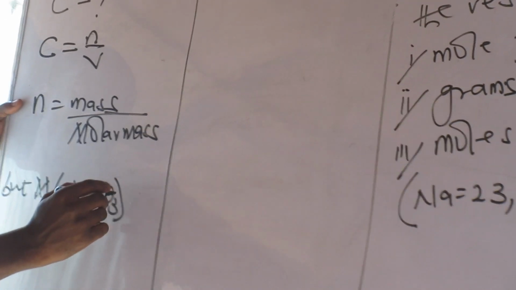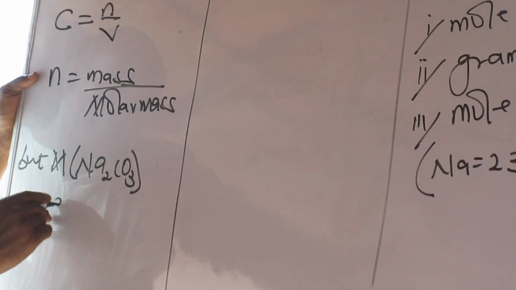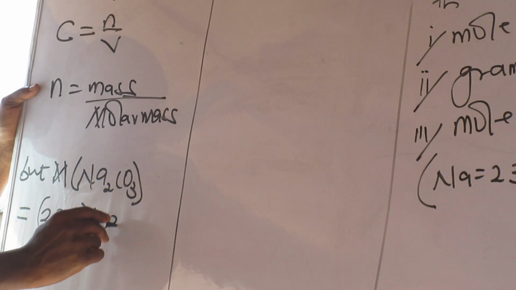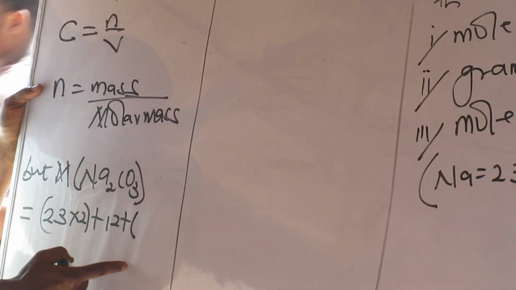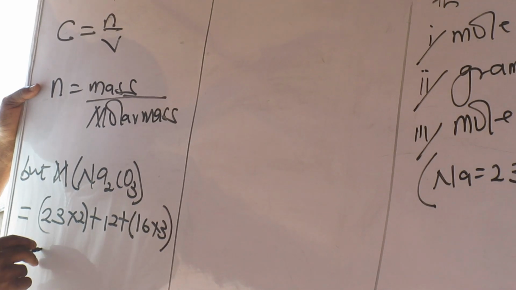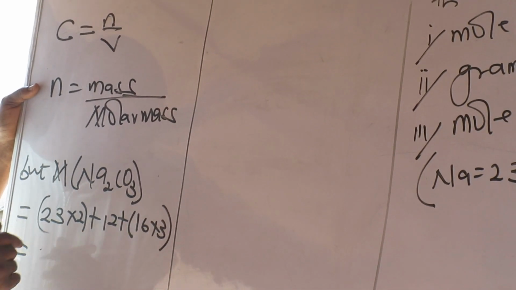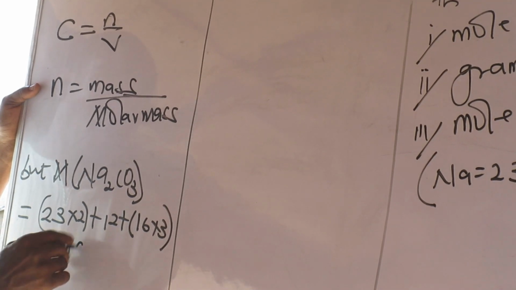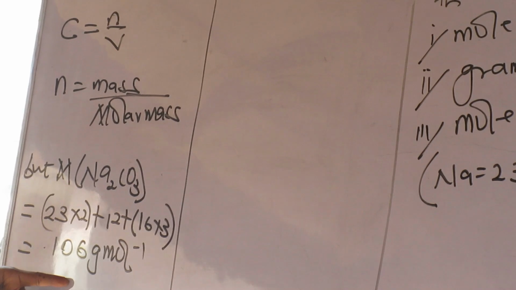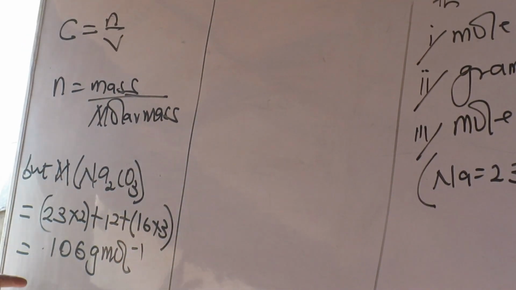Now molar mass is given by the mass of 1 mole of a substance. Now this is sodium, it's 23. It appears twice. Are you okay? Carbon is 12. Oxygen is 16. It appears 3 times. That is why you have this, okay? So what will be the molar mass here? Compute everything here. So 106 gram per mole. Now this is the unit for molar mass, right?